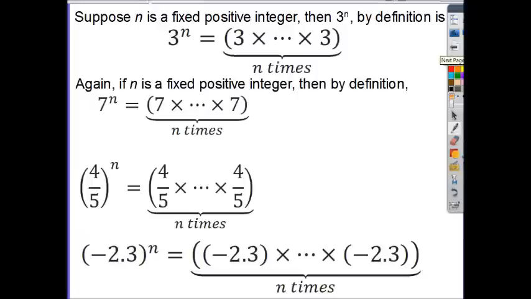Now, let's just take a look at general cases here. And I do have actual numerical bases, but we're just saying any number of exponents. So I'm going to represent that using the letter n. So suppose n is a fixed positive integer, then 3 to the nth power is going to be defined by 3's being multiplied out n number of times. And you can see in all the examples below here that works the same way. So whatever the base is, that's what's being repeatedly multiplied.